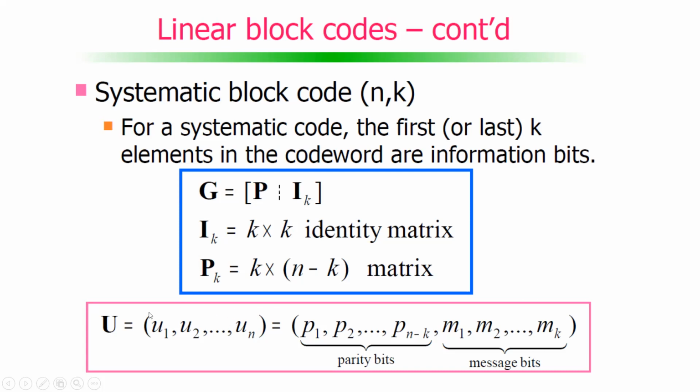And what will be the size of the code word? Of course, I have to take n: U1, U2, up to Un. This is the general representation of the code word, right? P1, P2, up to P(n minus k) are the parity bits. How many parity bits will there be? n minus k. M1, M2, and Mk will be the message bits. And what should the generating matrix look like? It should be the parity bits and the identity matrix.